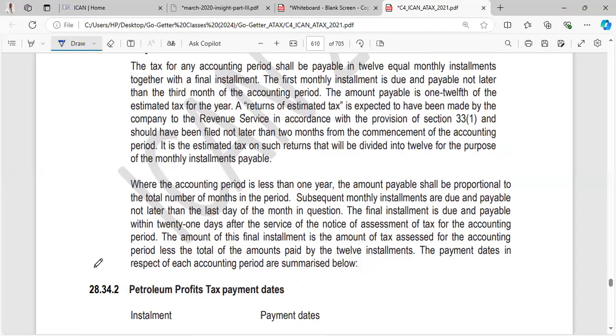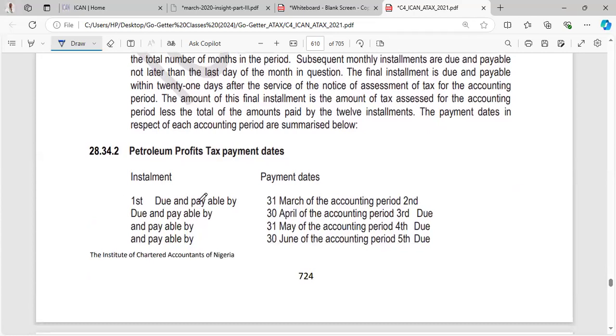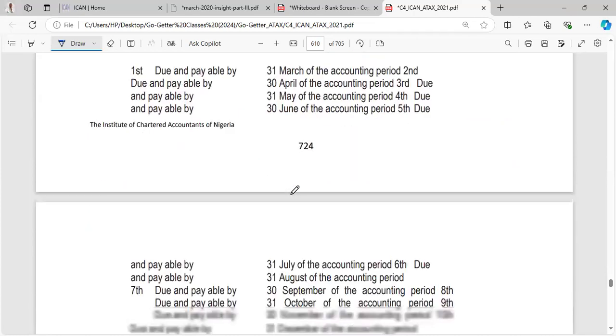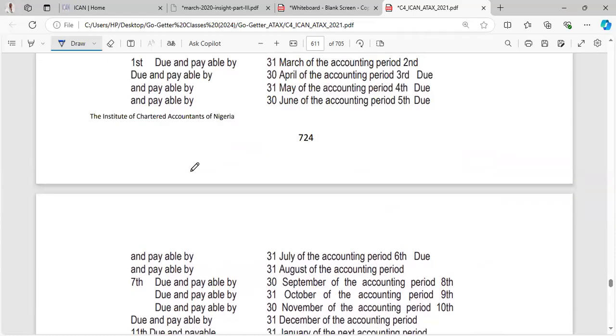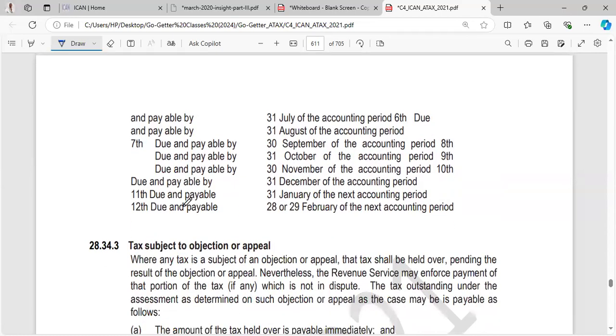The amount of this final installment is the amount of tax assessed for the accounting period less the total amount paid by the 12 monthly installments. So it means that, look at the summary of dates. The first installment is due and payable 31st March. The second one is due April, May, June, and so on, and the 12th installment is due on February 28th or 29th. So that is when the 12th is due and payable. The 13th is not stated here. It is 21 days after that notice has been served.